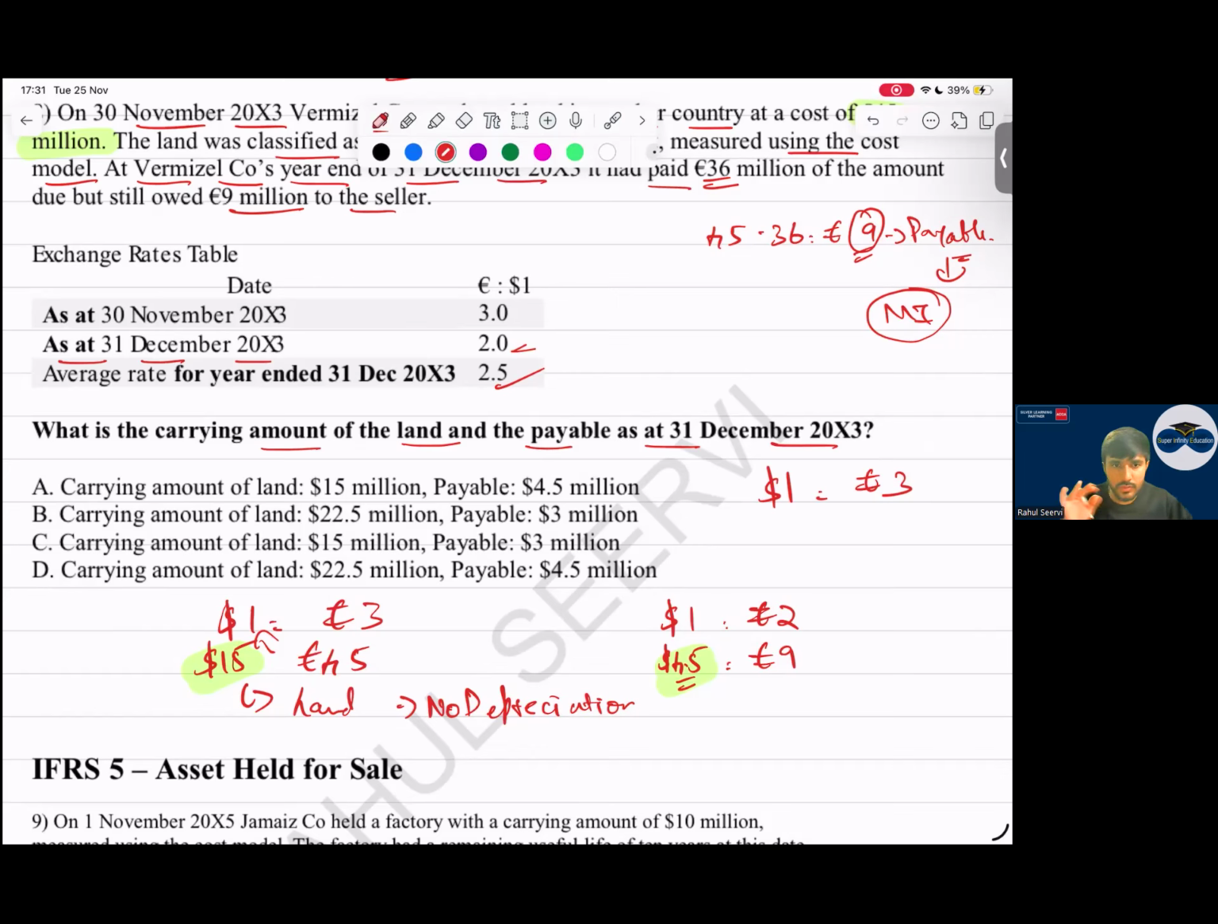I need not calculate the gain or loss on settlement. We only have to calculate the closing value, the carrying amount. That is 5.5, 4.5. Let us see. The carrying amount of this is 15, yes, and payable, yes. A is the option. All the other options are wrong. So option A is the right answer here.